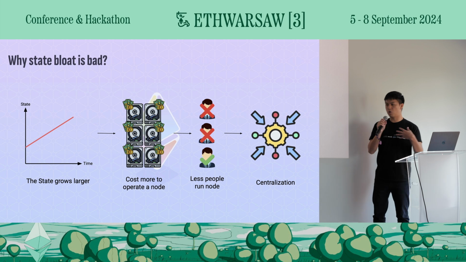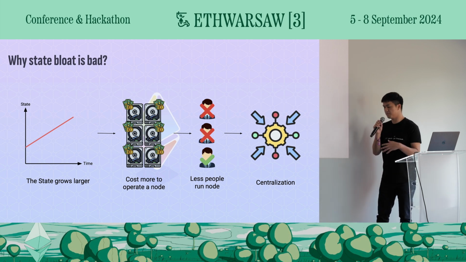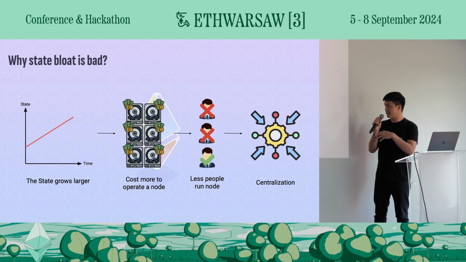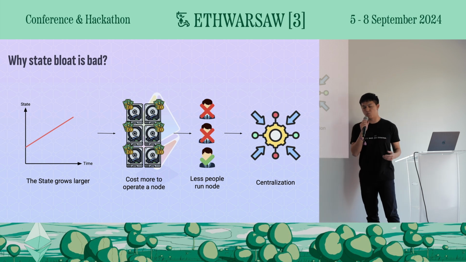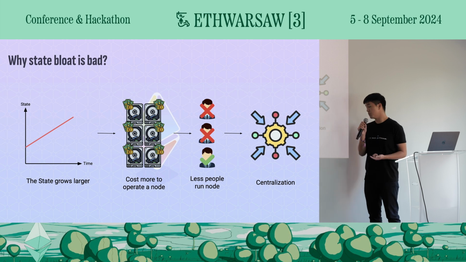So as a home staker, you would naturally feel less incentivized to run a node because you have to keep upgrading your hardware from time to time, right? So it's just not feasible. And when fewer people want to run a node, eventually it will lead to centralization, because the people who will run a node are the ones that have the financial capability, the financial incentive to do so.